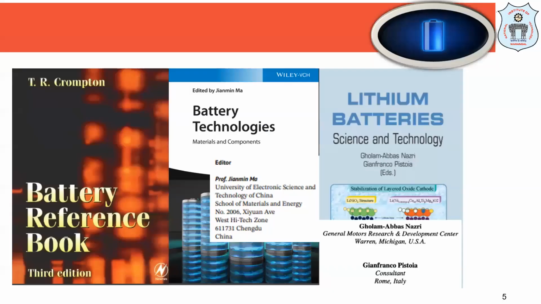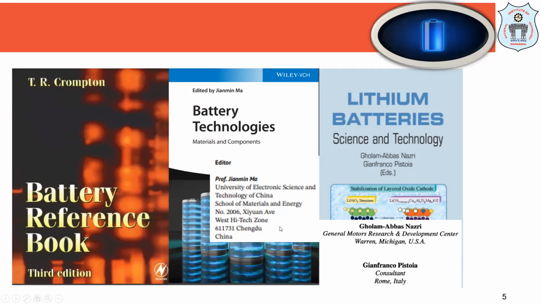The textbooks that have been referred to are some of the books which are also available on Amazon. Crompton, author, Battery Reference Book, 3rd edition. Jianmin Ma, Battery Technologies, and Lithium Batteries: Science and Technology by Nazri. This third book is most commonly used as a textbook for separate courses on batteries. That will be like the textbook model. The others are reference book types.